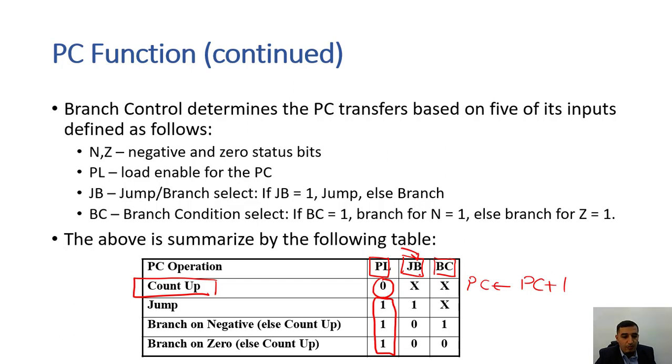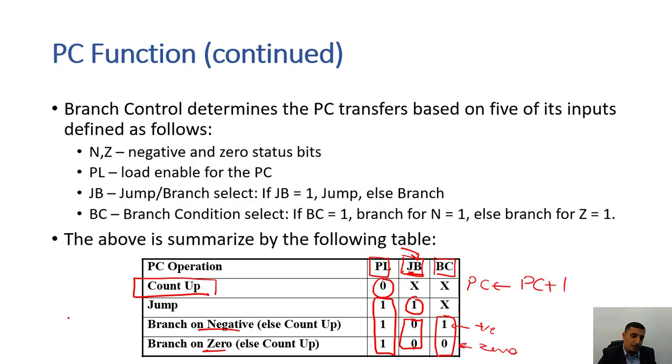or are we going to branch? If it is equal to 1, then we are going to jump. If it is equal to 0, then we are going to branch. Now, if it's equal to 0, we have two options for branch, which are branch on negative and branch on 0. This one is for negative and this one is for 0.